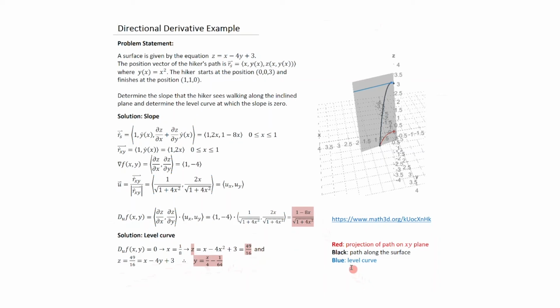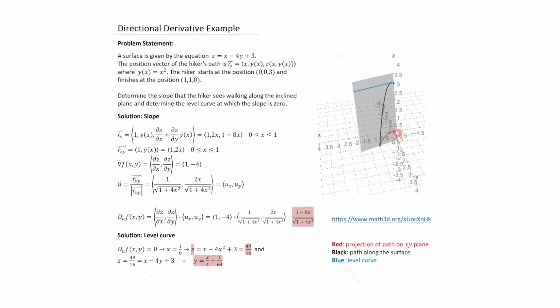So just an explanation again here: the blue is the level curve. That's the one you see on top, and that sits on the plane. The black is the path along the surface. So this is the path the hiker takes along the surface. And red is the projection of the path onto the xy plane. So that's what you see when you project this onto the xy plane.